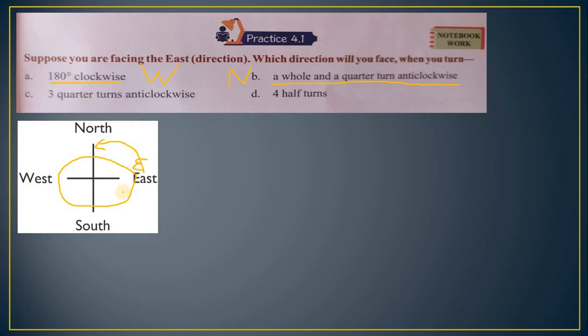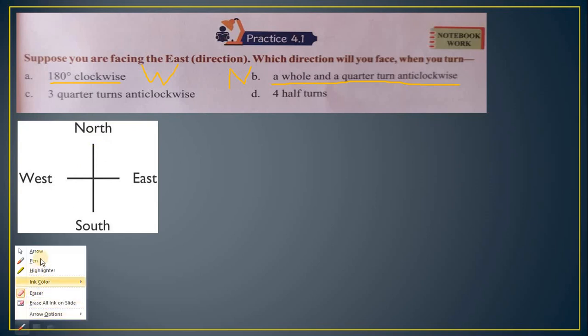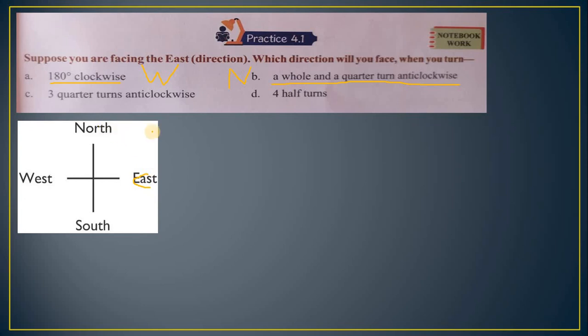Third one, 3 quarter turn anti-clockwise. So again I remove this first. So according to the question, suppose we are facing this direction. So 3 quarter turn anti-clockwise. 3 quarter anti-clockwise means this opposite direction. This is the first quarter, second and third. So our direction will be south. So the third answer is south.